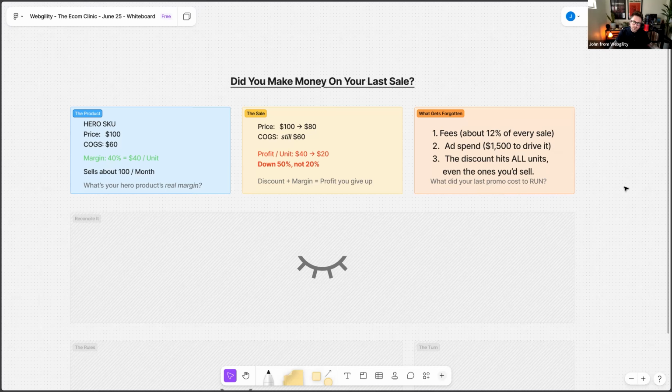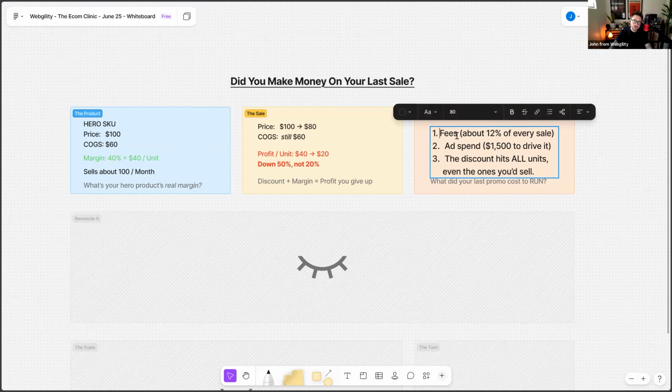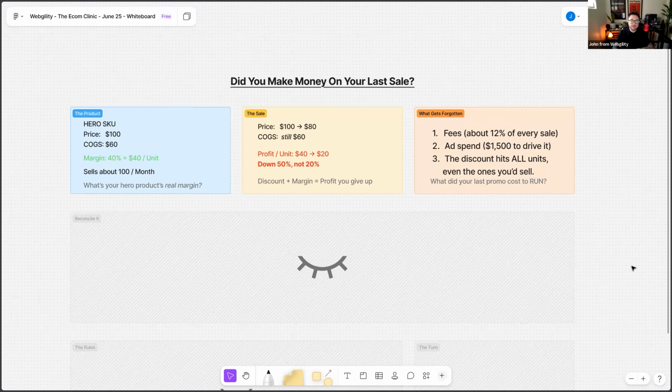So the question here would be, what did your last promo cost you to run? Not necessarily what your units cost up front, but what's the total cost? It's all of this stuff together. Your fees. I don't know why this is. There we go, now it's lined up. All the fees, all of the ad spend, and all of the additional units discounted add up to quite a bit of money for most people, I would say.